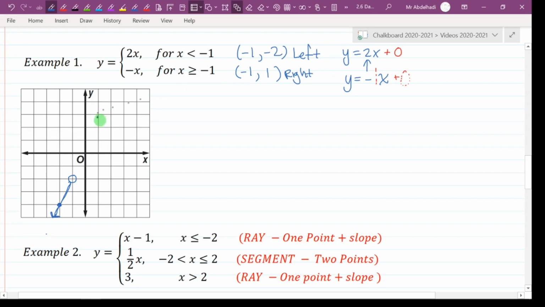So negative 1 comma 1 is here. Is it an open circle or a closed circle? Well, it's underlined, so it's a closed circle this time. So I'm going to come over here to negative 1 comma 1, which is right here, and put myself a closed circle right there. Now what direction am I going? I'm going to the right.